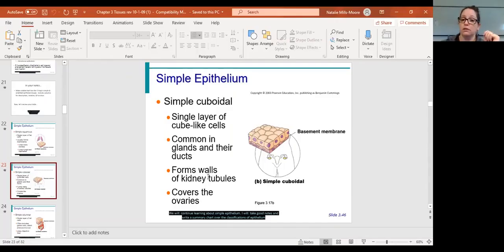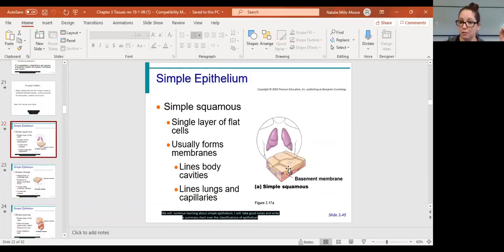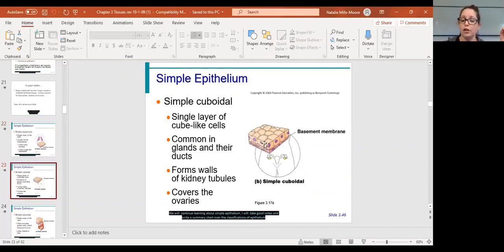It forms the walls of the kidney tubules, and it covers the ovaries. In the spring semester we'll find out how the kidney tubules function to filter the blood to get rid of waste. And also in the spring, we'll talk about the reproductive system as well. But this is how that one layer of cuboidal cells looks, and then there's that basement membrane, the pinkish layer underneath it. Now, look how flat the simple squamous epithelium is. Look how cube-shaped the cuboidal cells are.